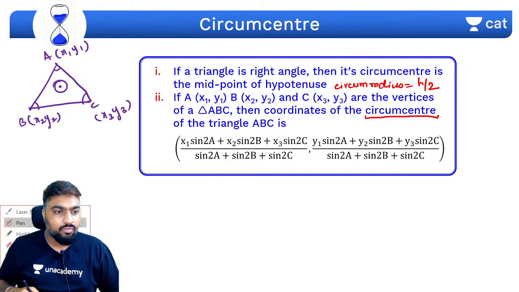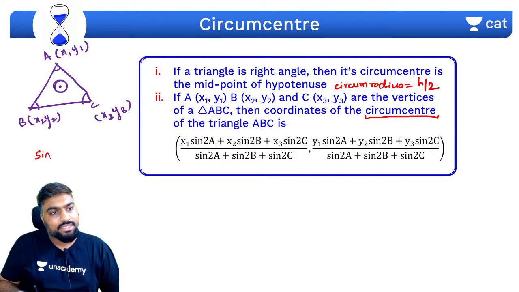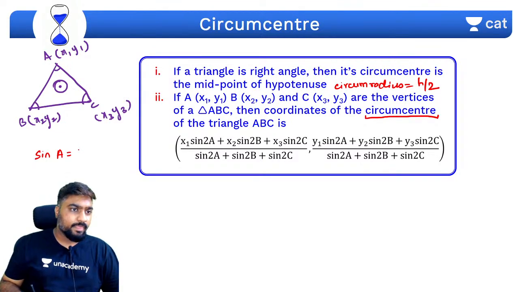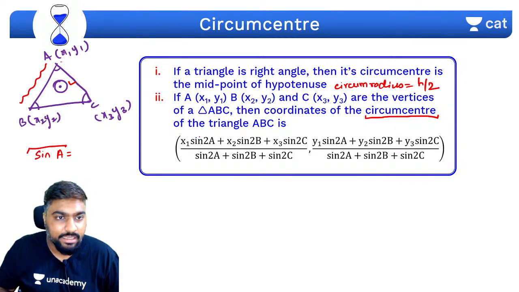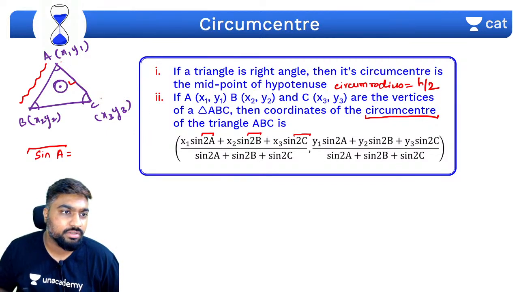What do you mean by sine? For example, sine A is going to be how much? Opposite by hypotenuse. So if you draw a perpendicular here, because perpendicular bisectors meet, AB becomes the hypotenuse. You want to find out at what point this stands and at what point that stands, so that is why you are taking the sine of it. Opposite by hypotenuse, that's why you are taking sin. So sin 2A, sin 2B and sin 2C, you have to be very careful about this. Okay.